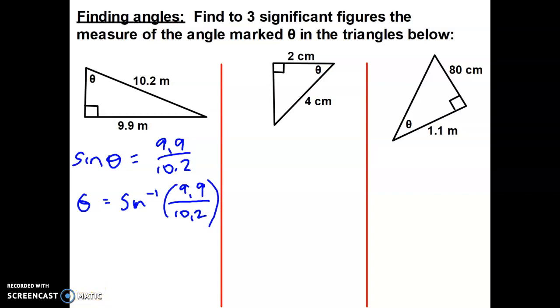Okay, let's type that in our calculator. And I'm going to get, to 3 sig figs, 76.1 degrees. So my units here are going to be degrees. Don't forget to put the units on that.